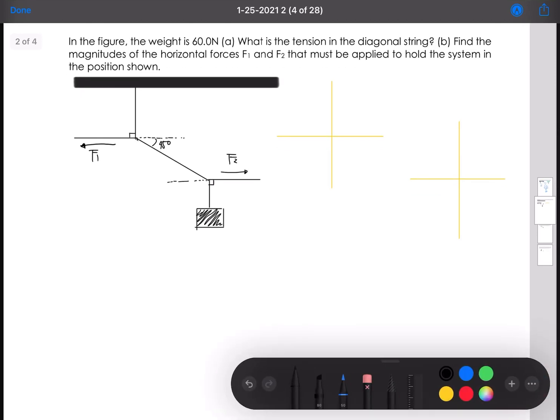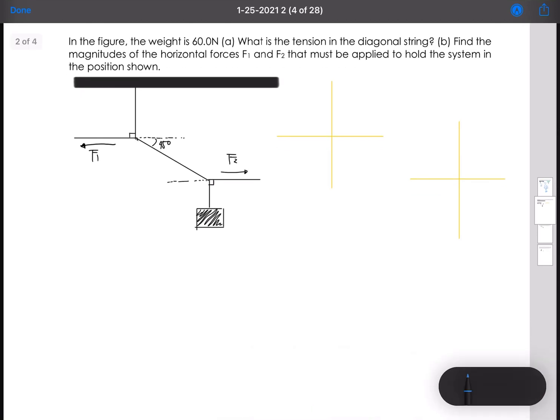Alright, second example, still on the application of Newton's laws of motion, we have this. In the figure, the weight is 60 newtons. What is the tension in the diagonal string? Find the magnitudes of the horizontal forces F1 and F2 that must be applied to hold the system in the position shown. First, of course, the weight of the object is given at 60 newtons.